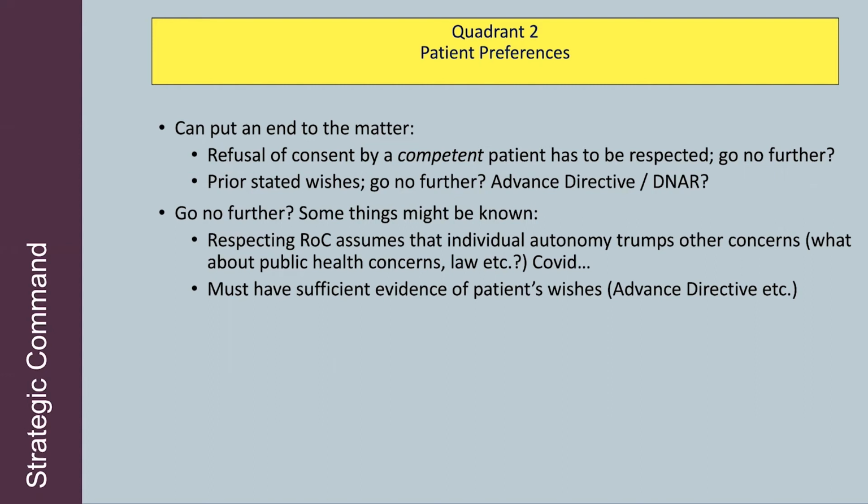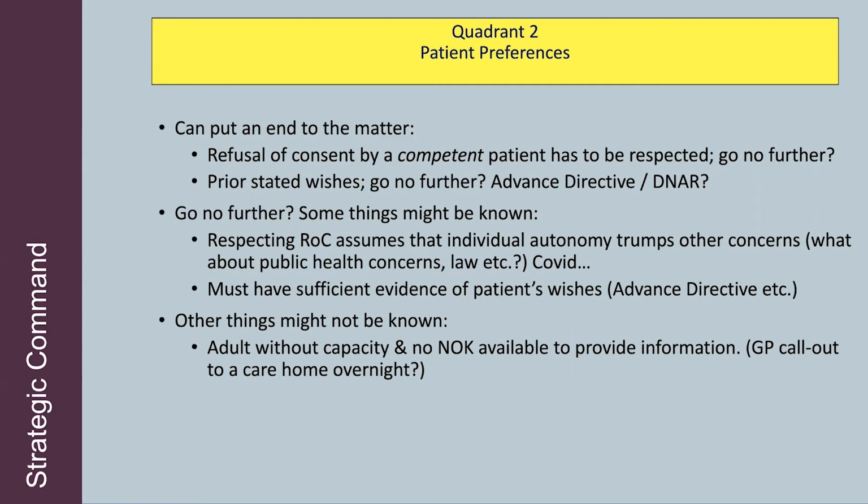You assume that respect and refusal of consent assumes that the individual autonomy is trumping other concerns. Now, what about public health issues? What about the law, etc.? Look at COVID. Look at the recent situation with COVID legislation. You know, the push for public health protection. For instance, it's been illegal for you to decide that you don't want to wear a mask in shops and on trains because the state's trying to ensure that public health concerns trump your personal autonomy. Not that it's always called out or policed, as I've seen, particularly in Plymouth.